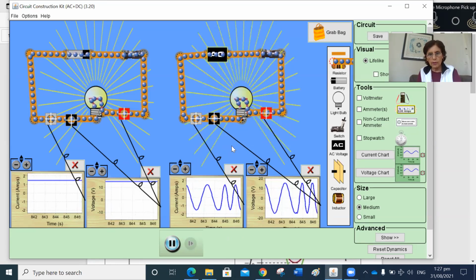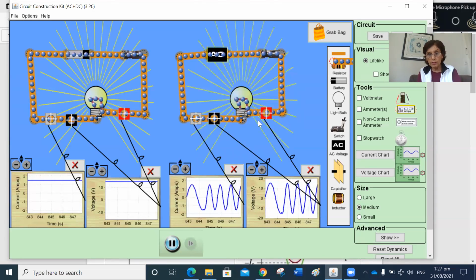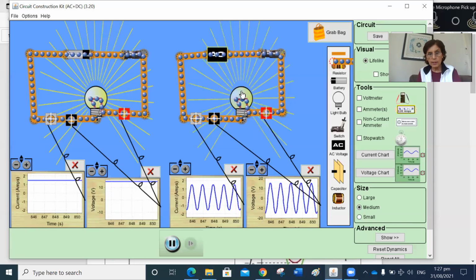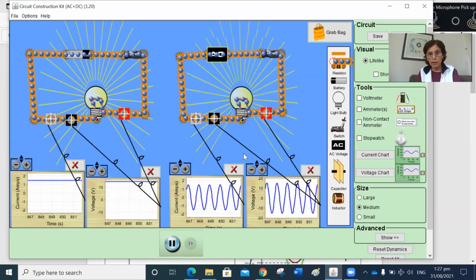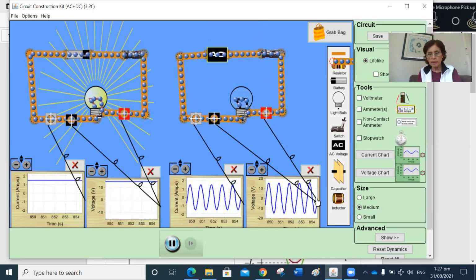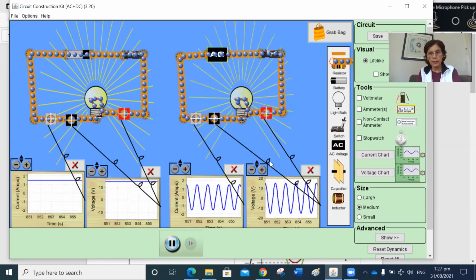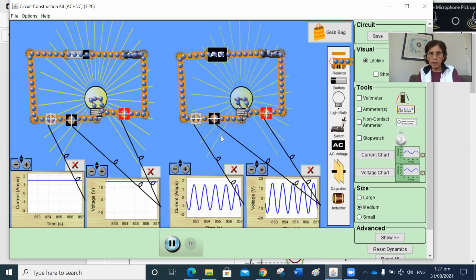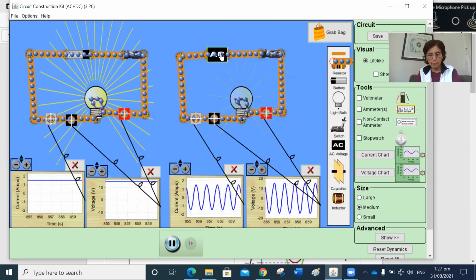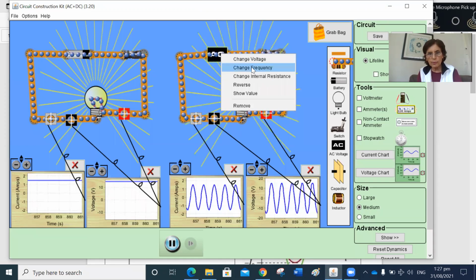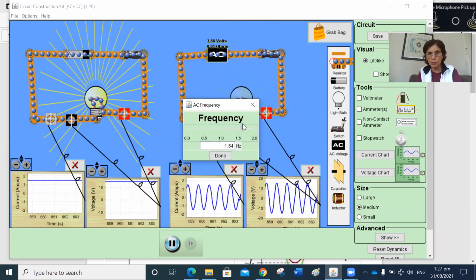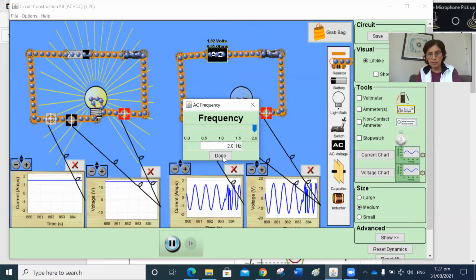Do you see that, this graph has become closer and the lamp is kind of flashing faster? Do you notice that as compared to before? So frequency has increased, and so both voltage and current are changing more quickly, and the lamp is flashing faster. Now, if I increase the frequency even further, change frequency. So maximum I can do is 2. So I will make the maximum.